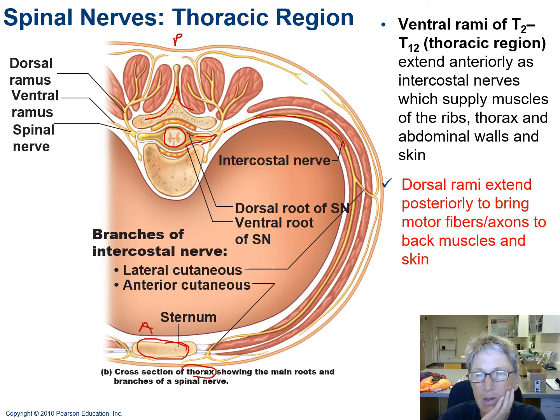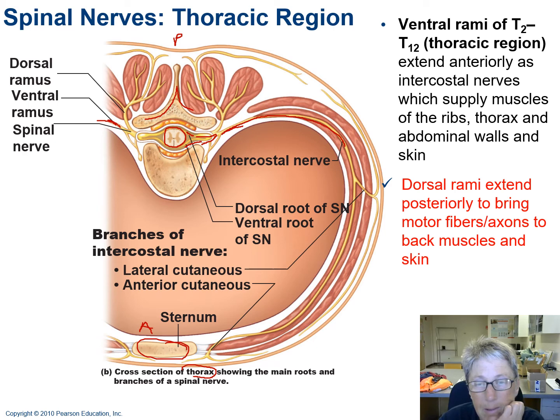So let's see what we got here. Ventral rami of T2 through T12. So the ventral ramus of a spinal nerve would be right here. They extend anteriorly, so this one right here, as intercostal nerves. And the intercostal nerves supply muscles of the ribs, thorax, abdominal walls, and the skin, and the diaphragm.